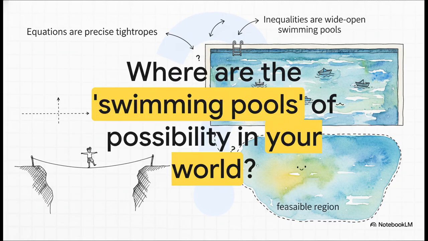So we end right back where we started. Equations are precise tightropes. They demand an exact balance. But inequalities? They're these wide-open swimming pools, just full of possibilities. So the final question to think about is, where do you see those swimming pools, those feasible regions and boundaries in your own world?